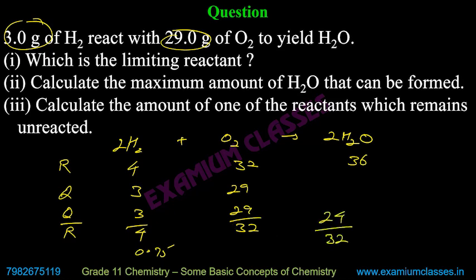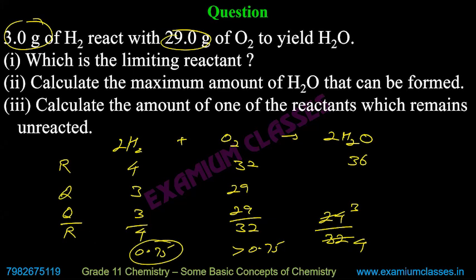Okay. It means it is greater than 3 by 4. It is 29 by 32, not 24 by 32. 24 by 32 would have been 3 by 4. 8 3s are 24, 8 4s are 32. So it means it is greater than 0.75. It means this one is less. Which one has less ratio Q by R? That is the limiting reagent. So hydrogen is the limiting reagent. Up to here, it should be clear to everyone why we are saying hydrogen is the limiting reagent.